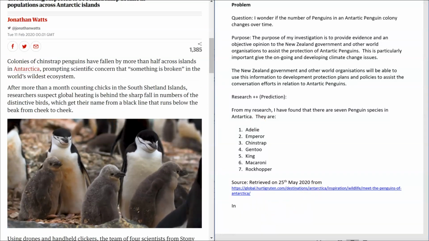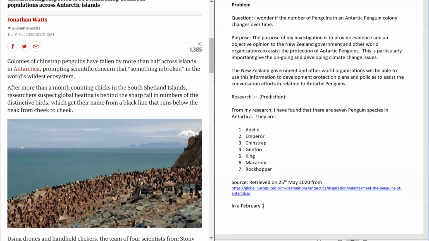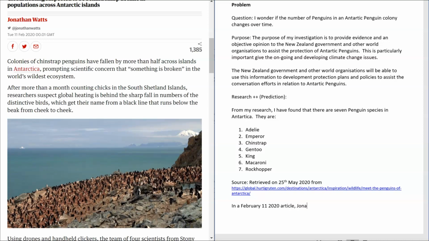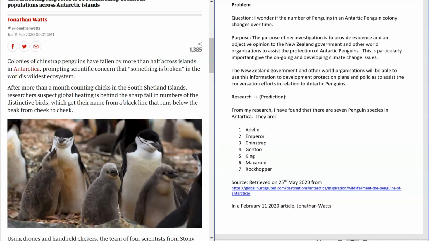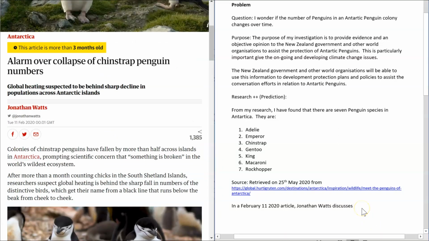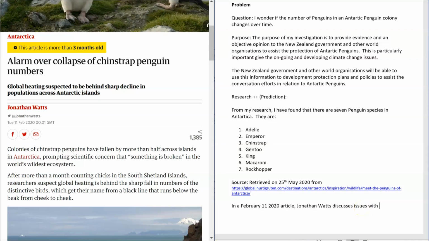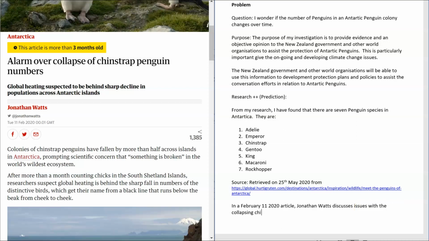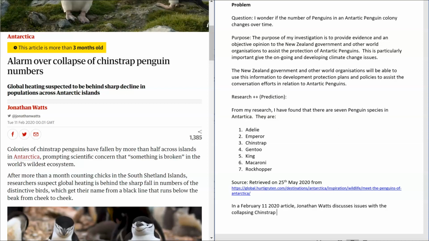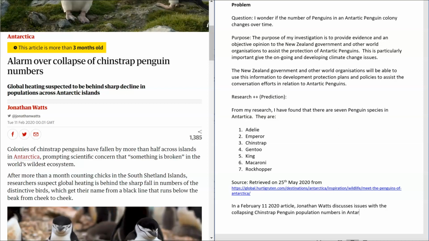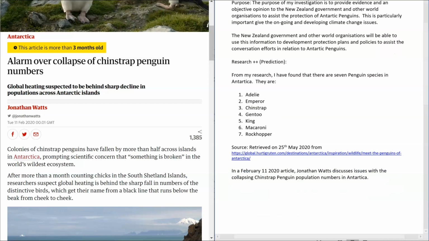So in a February 11, 2020 article, Jonathan Watts, so that's just the author, discusses, let's have a look, what does the heading say? Discusses issues with the collapsing chinstrap penguin population numbers in Antarctica. So I do apologize if I'm spelling things wrong.